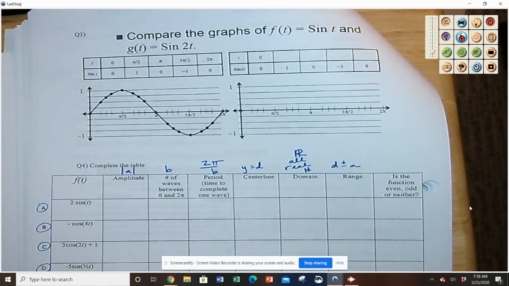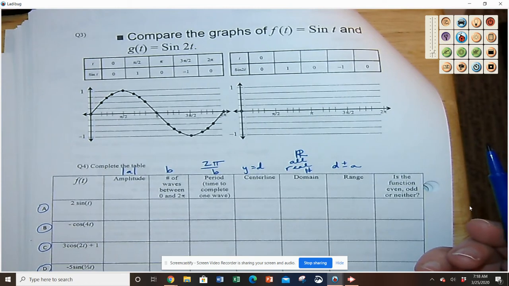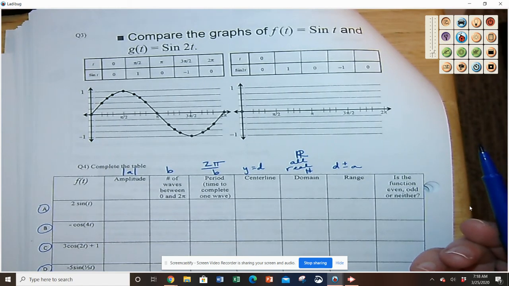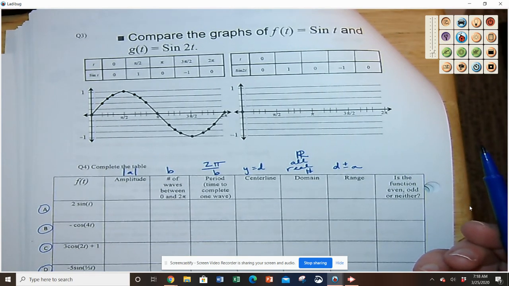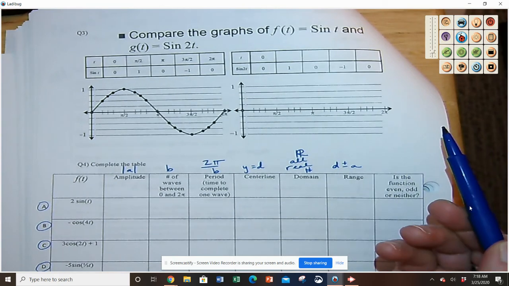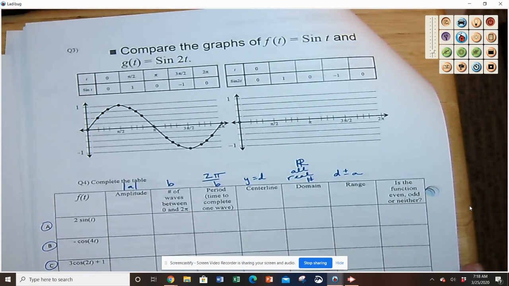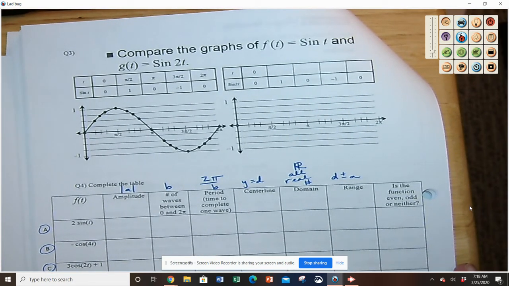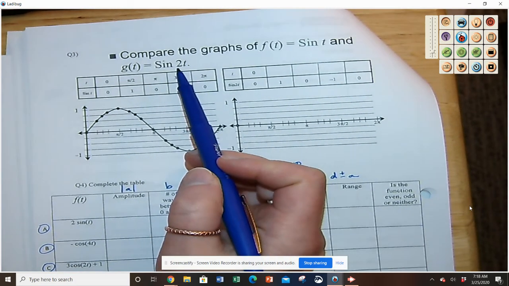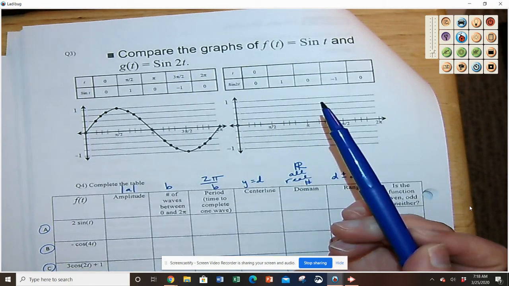Okay, so for question 3, we are comparing the graph of the sine of t for f of t and g of t, the sine of 2t. So f of t is our parent function, so that's pretty straightforward. G of t is having 2 waves between 0 and 2 pi.